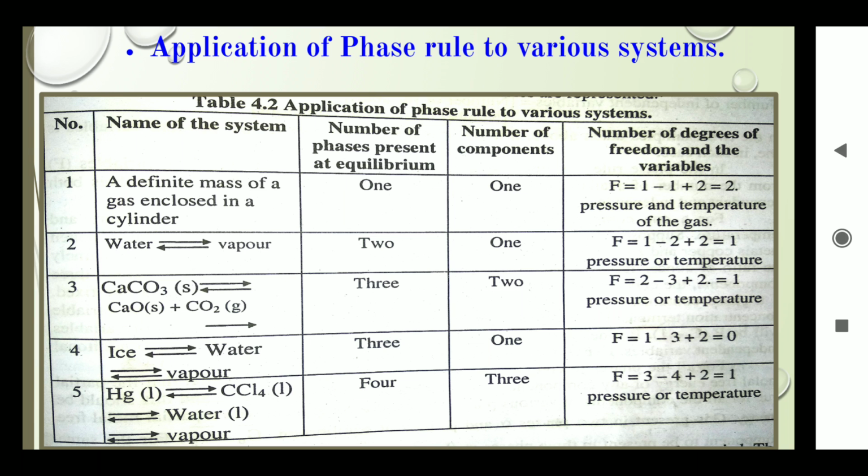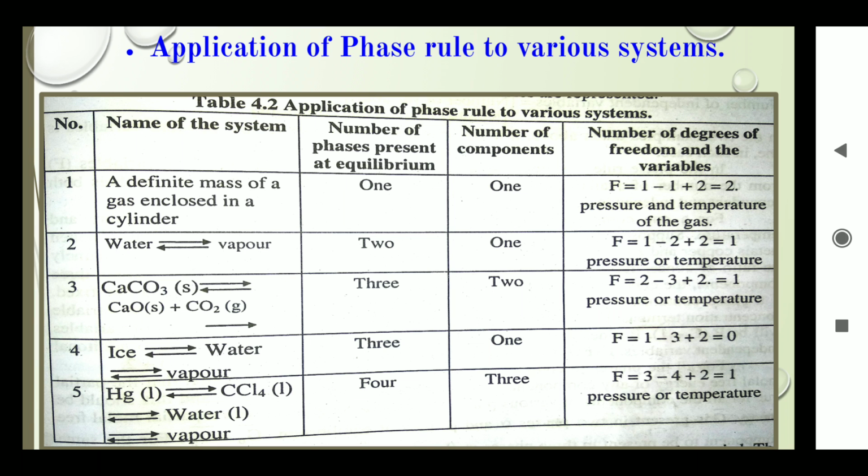See the fourth example. Ice is in equilibrium with water, which is in equilibrium with vapor. So how many phases are there? Solid, liquid and gas. 3 phases. How many components? Only one component. Water is present in 3 phases, solid, liquid or gas. Hence, the component must be 1.